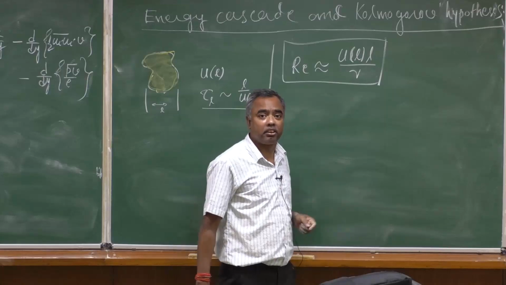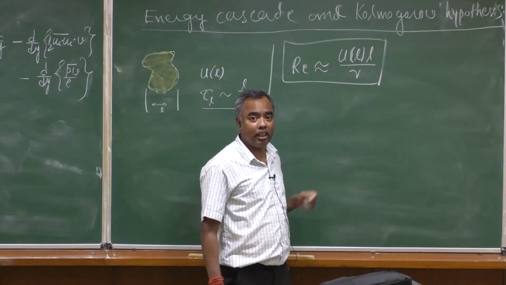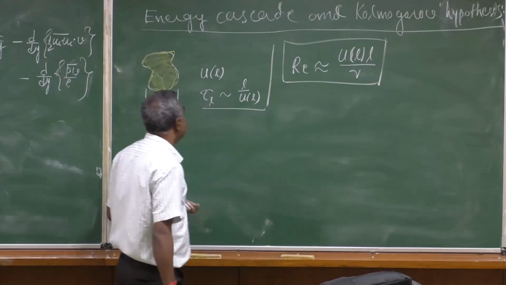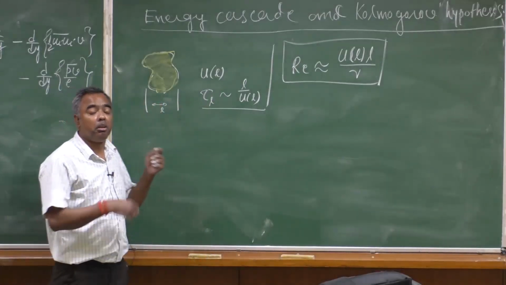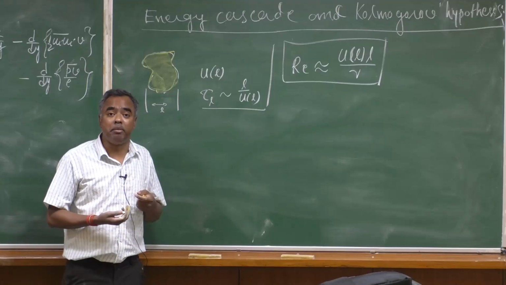If the Reynolds number is large, the viscous effect is less and the inertia effect is dominating. So, Reynolds number being large means what? The flow is prone to instability.